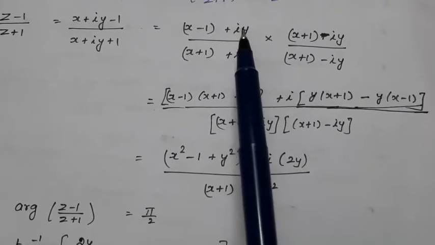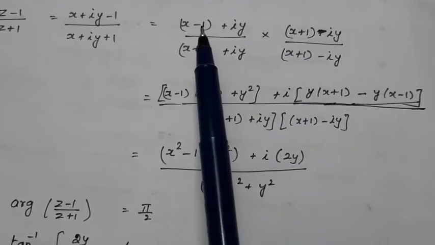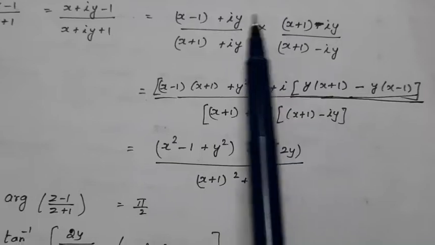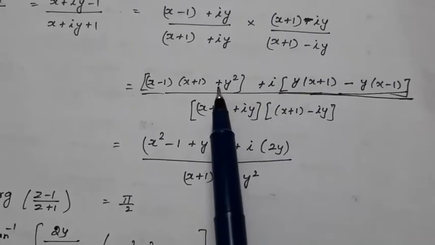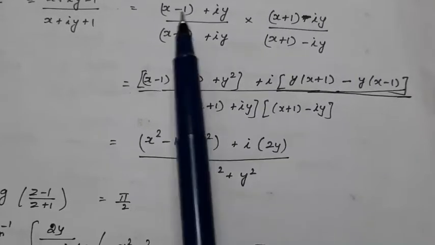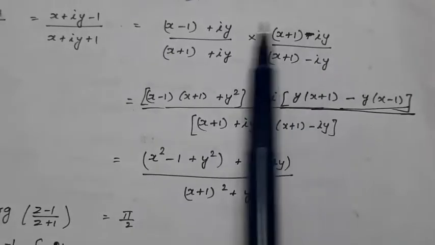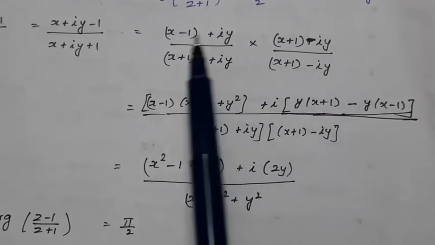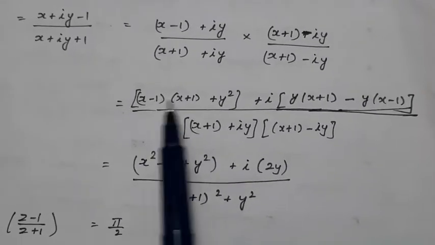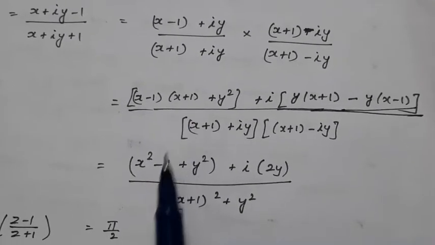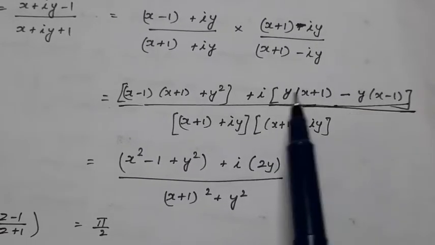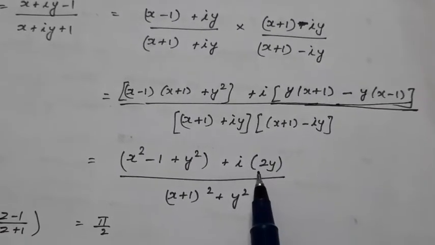Just use the rule of multiplication of complex numbers, real into real: (x minus 1) into (x plus 1), minus imaginary into imaginary, minus y into minus y, is plus y squared. Plus i into imaginary into real: y into (x plus 1), then minus y into (x minus 1). Now under simplification, (x minus 1) into (x plus 1) is x squared minus 1, plus y squared. Here xy and minus xy get cancelled. Plus y plus y is plus 2y.